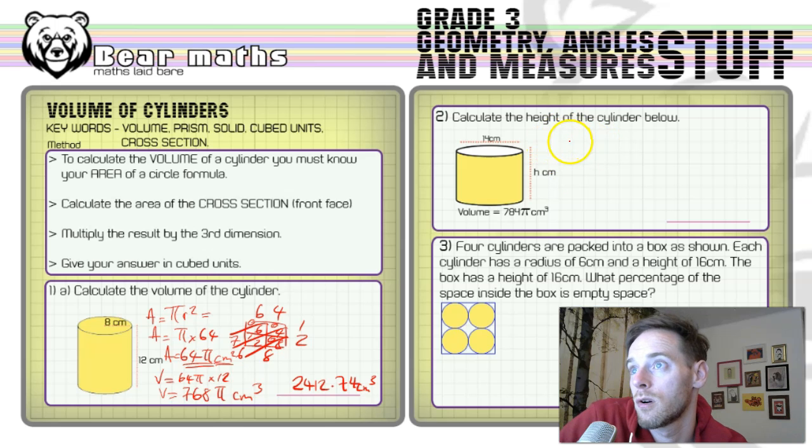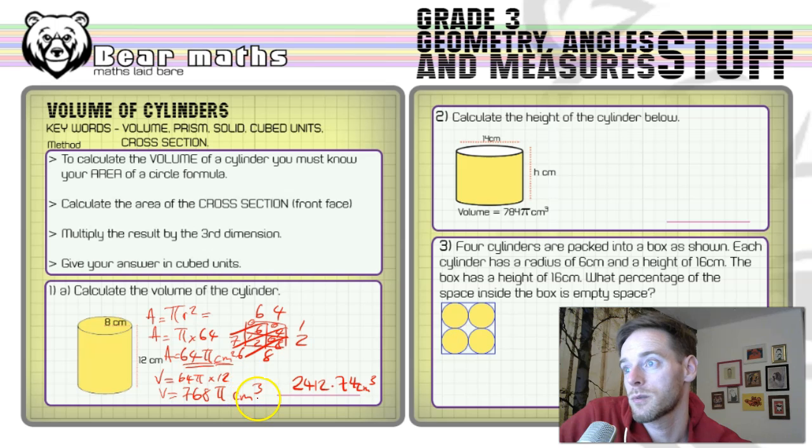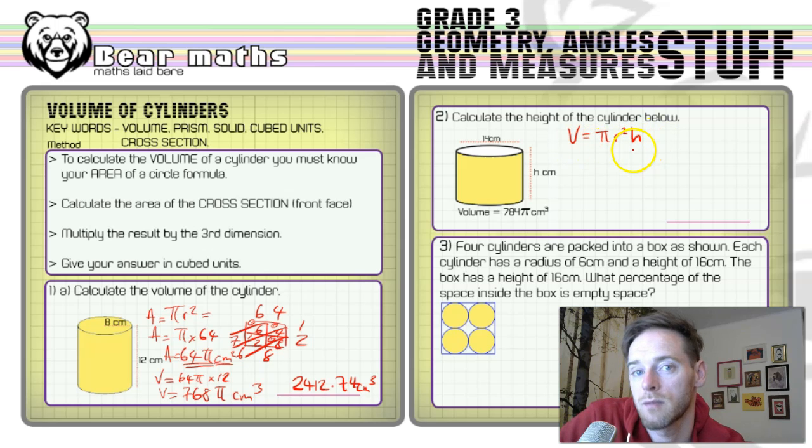Now, the volume of a cylinder, if we think back to the first question, we worked out the area of the front face and multiplied by the length, or the height. So what we've got to do is pi times radius squared times h. So the volume of a cylinder is equal to pi r squared h. It's something you have to remember. It's not one you get given. But it's fairly easy, isn't it? It's just the area of a circle and then multiply it by the height. That's the volume of the cylinder.